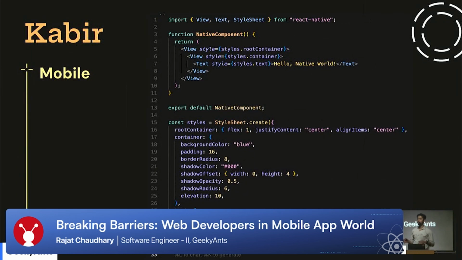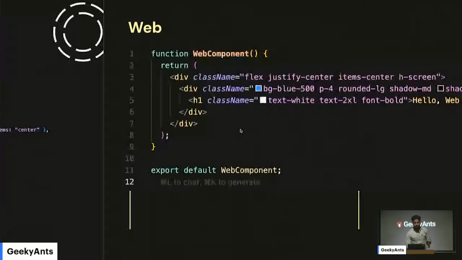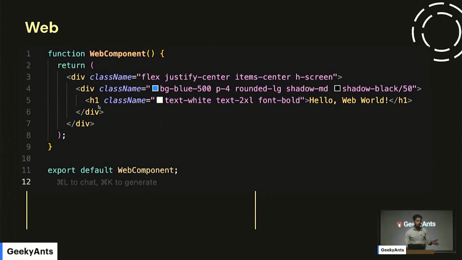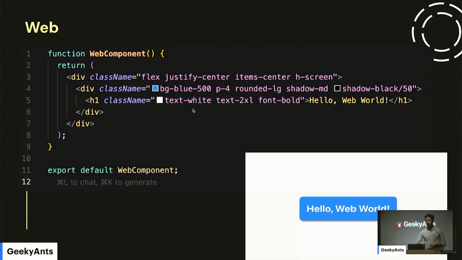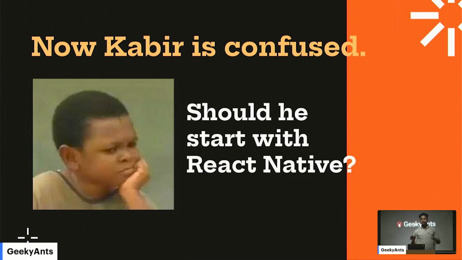So let's start with a story of a boy named Kabir, who has just started his career in the tech industry as a web developer. But now he wants to start with React Native. But he got intimidated when he saw that he has to use View, Text, and StyleSheet, CSS in JS, instead of div, h1 tag, and class names to create the same UI in mobile devices. So now Kabir is confused. Should he start with React Native?